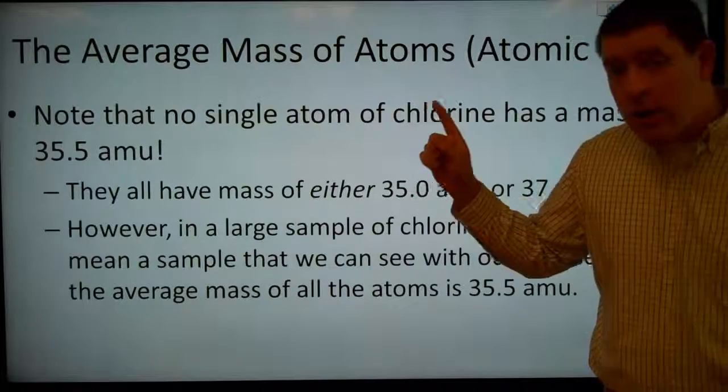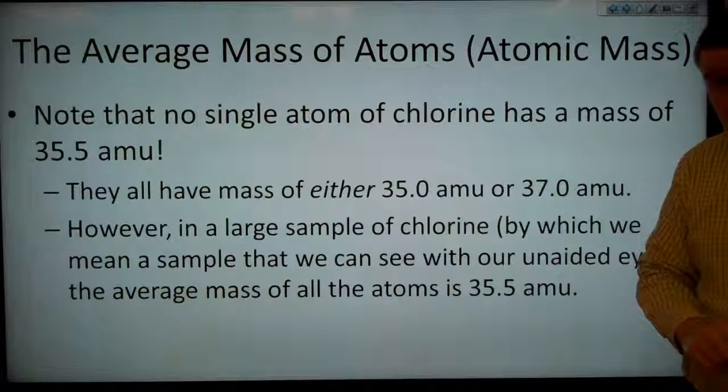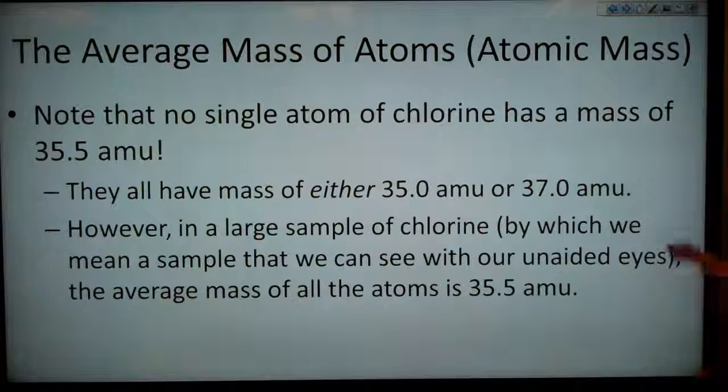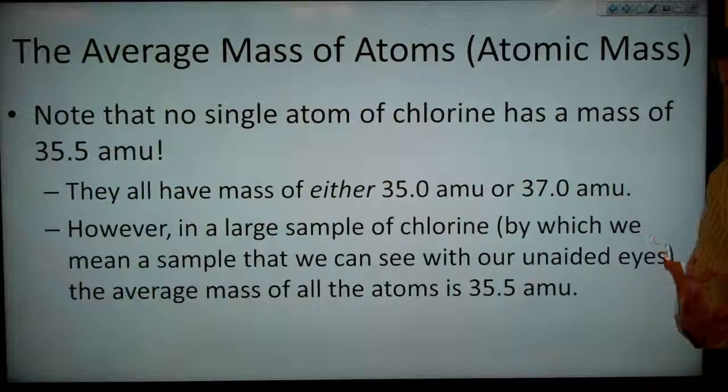Now, note here that there is not a single atom of chlorine that has a mass of 35.5 AMU. They all have either a mass of 35 or they have a mass of 37. None of them have a mass anywhere in between. But the average over a large sample of chlorine, by which here we mean a sample that we can see with our unaided eyes, the average mass of all the atoms will be 35.5 AMU.